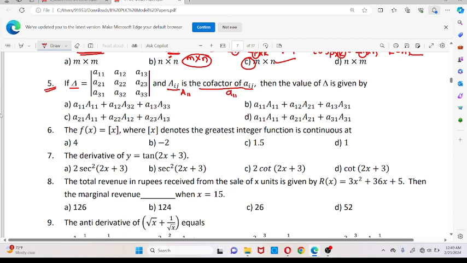See, if you choose this, then I will get A of 1 1, A of 1 1, A of 1 2 means A of 1 2, A of 1 3 means A of 1 3.